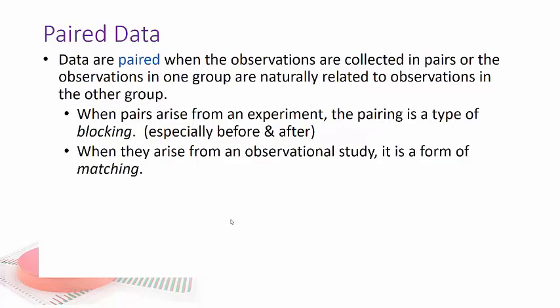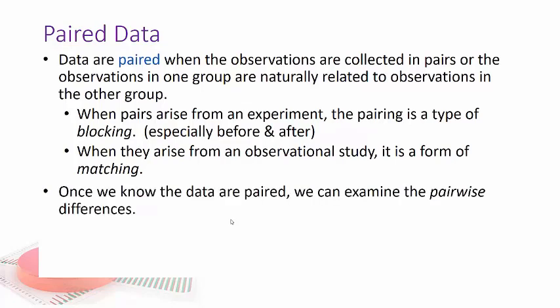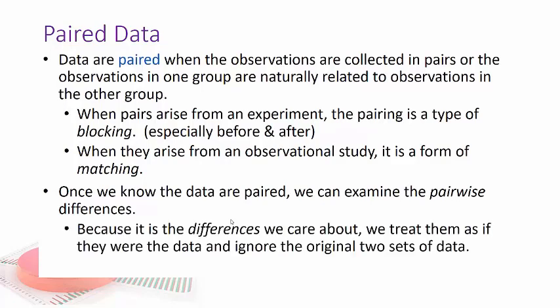All right. It can also arise from an observational study. So it's a form of matching. Once we know the data are paired, we can examine the pairwise differences, and it's because we care about the differences. For example, if I was looking at plants, some in great sunlight, some in not great sunlight, I'm going to get some big variation from the sunlight. But what I'm trying to look at is the impact of fertilizer. So if I take into account and just pair the matching samples and look at their differences, so differences for plants in sunlight compared to differences in plants for shade, then I'm taking out variation for shade and sunlight.